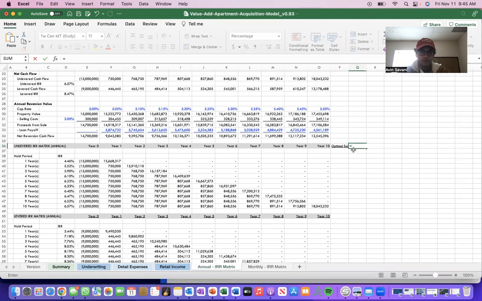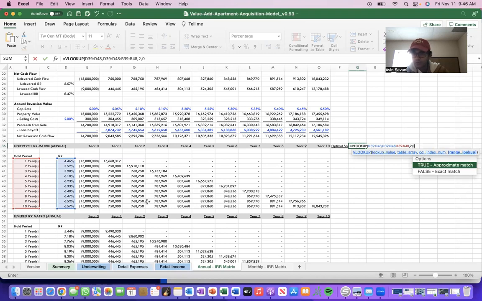So if you do VLOOKUP of just your IRR column, right? Comma, what table you want to look up, right? So it'll be this column and this column, right? Comma, what amount, right? And then the range, or true, approximate match, yep. And then equal.